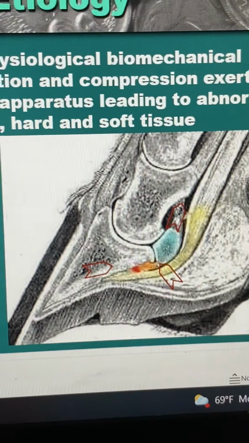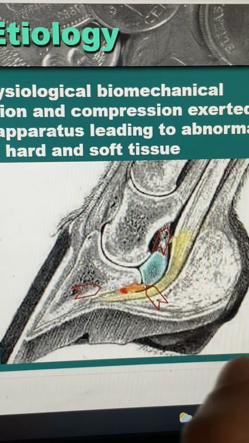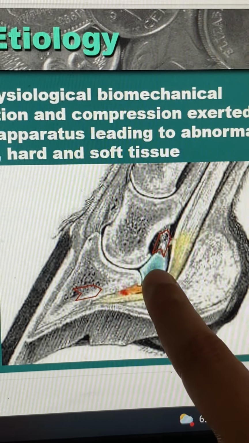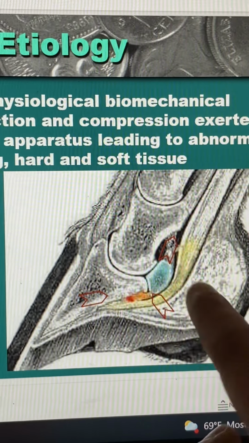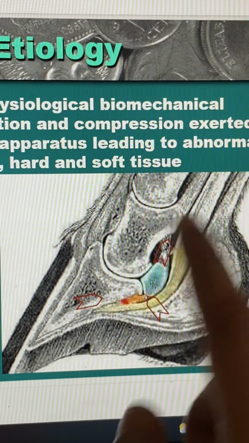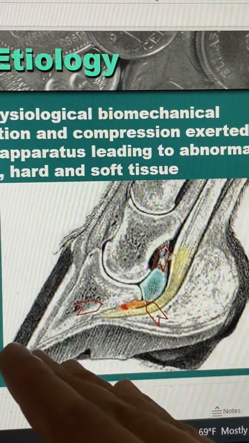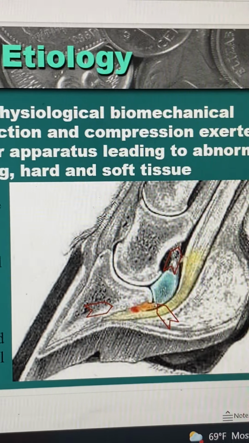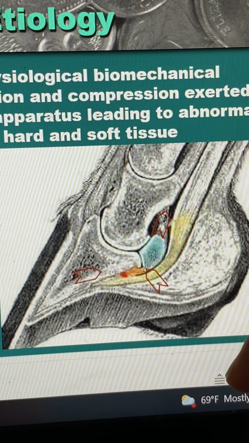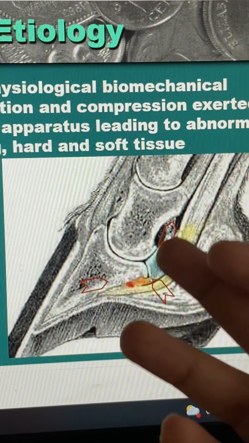So how does it occur? Basically two things: abnormal forces on the navicular bone. It can either be from excessive loads applied to the foot with normal conformation, so even if the shoeing is fine, you're placing too much load on this bone anyway. Or you have normal loads, but abnormal foot conformation. So there you go. And what does this result in? Basically abnormal physiological biomechanical forces of compression on the navicular apparatus.